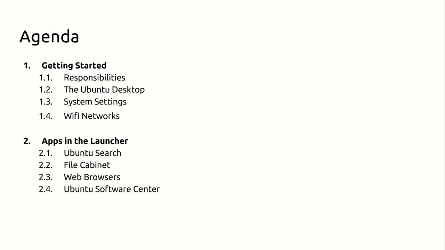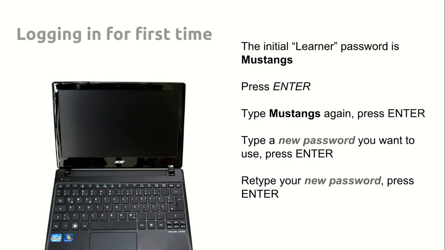Here's our agenda for today's training. We have two sections. The first section will be on getting started. We're going to discuss responsibilities, the Ubuntu desktop, system settings, and the Wi-Fi networks. In the second section, we're going to be talking about apps in the launcher, where we're going to look at Ubuntu searching, looking at the filing cabinet, web browsers, and also the software center within Ubuntu. All right, so let's get started.